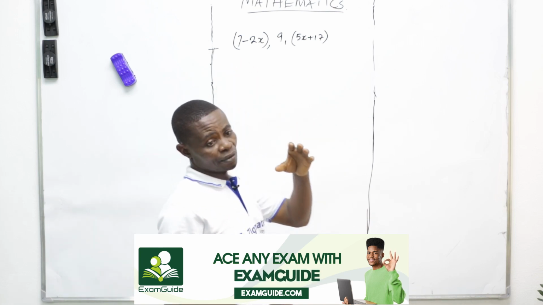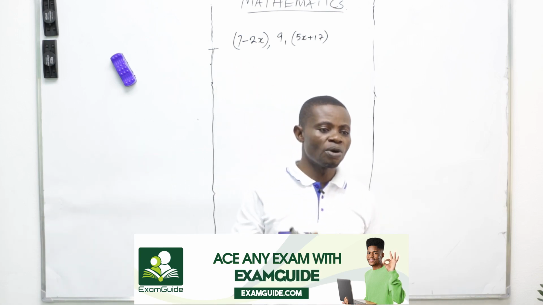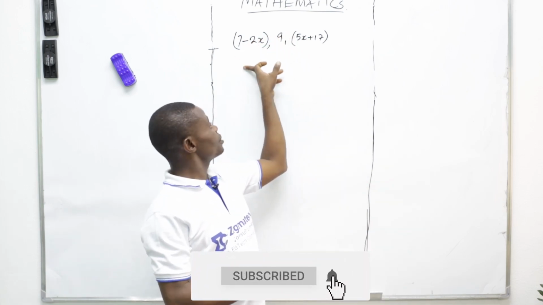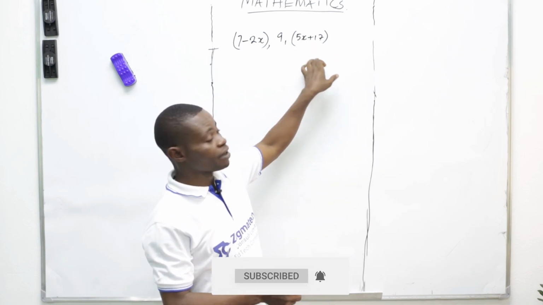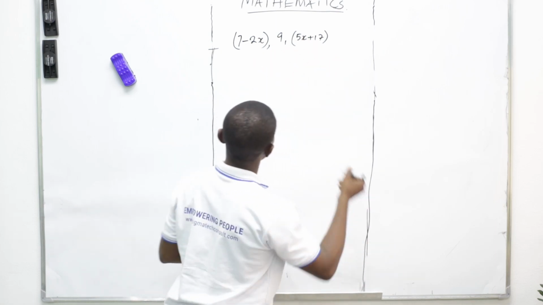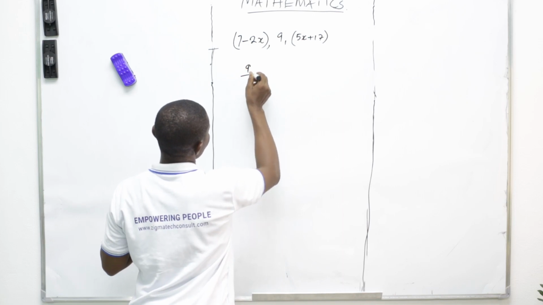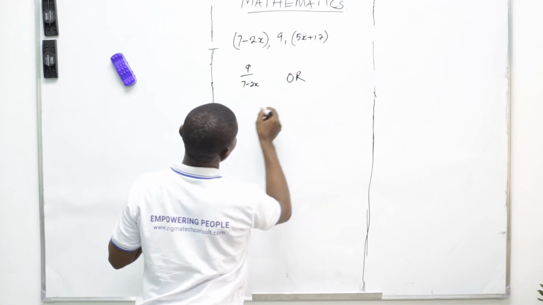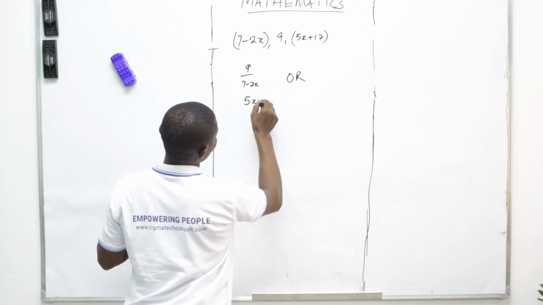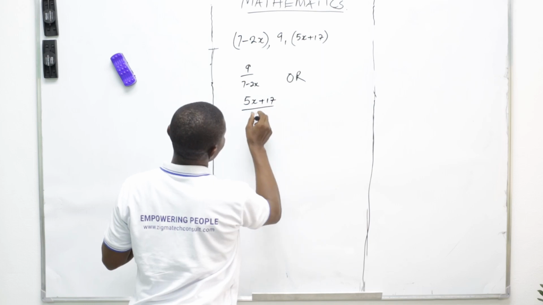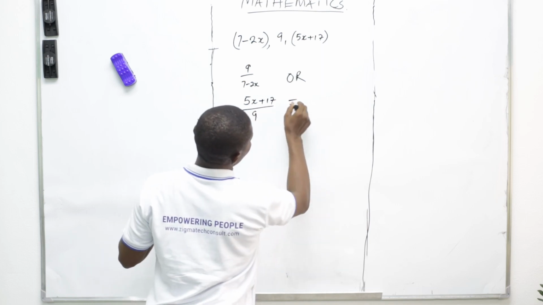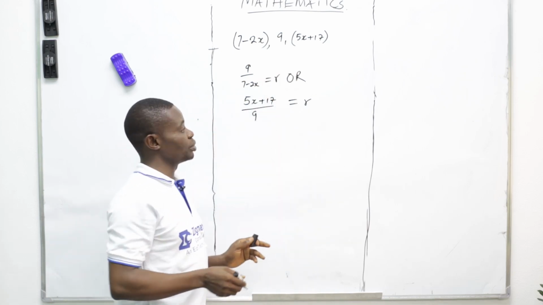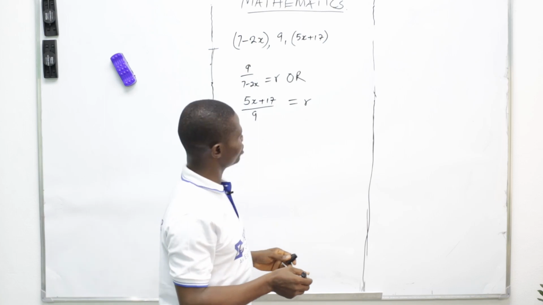So remember one thing, in GP, to get the common ratio, second term divided by first, or third term divided by second, meaning 9 all over 7 minus 2x, or 5x plus 17 all over 9 equals r. That is the common ratio in any given GP.